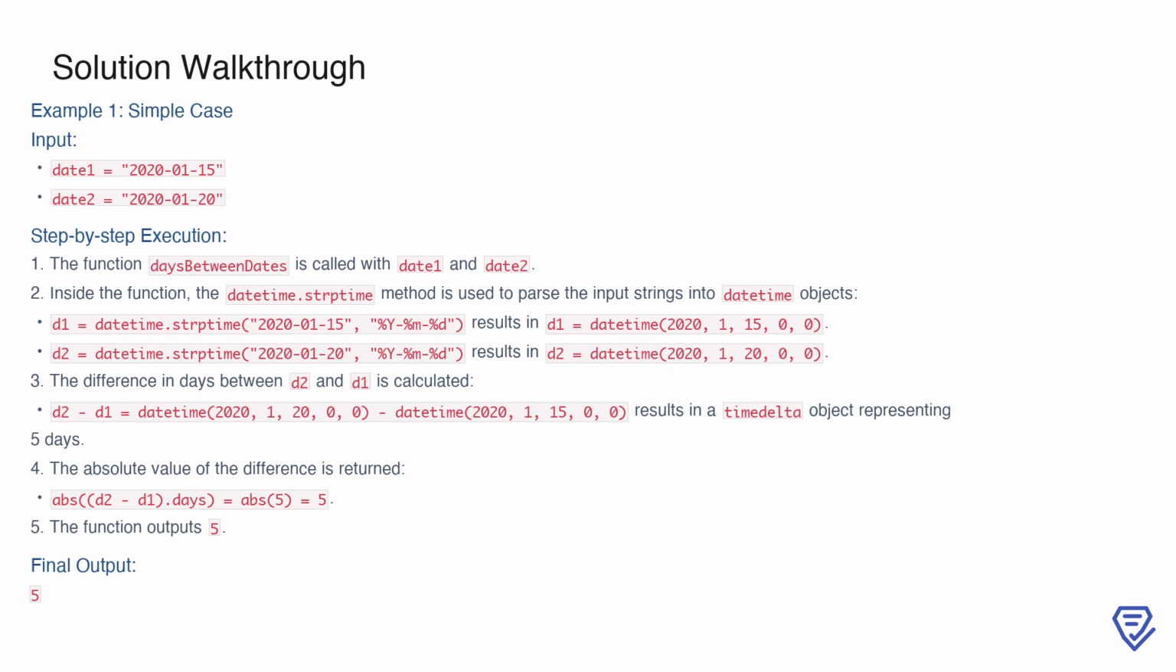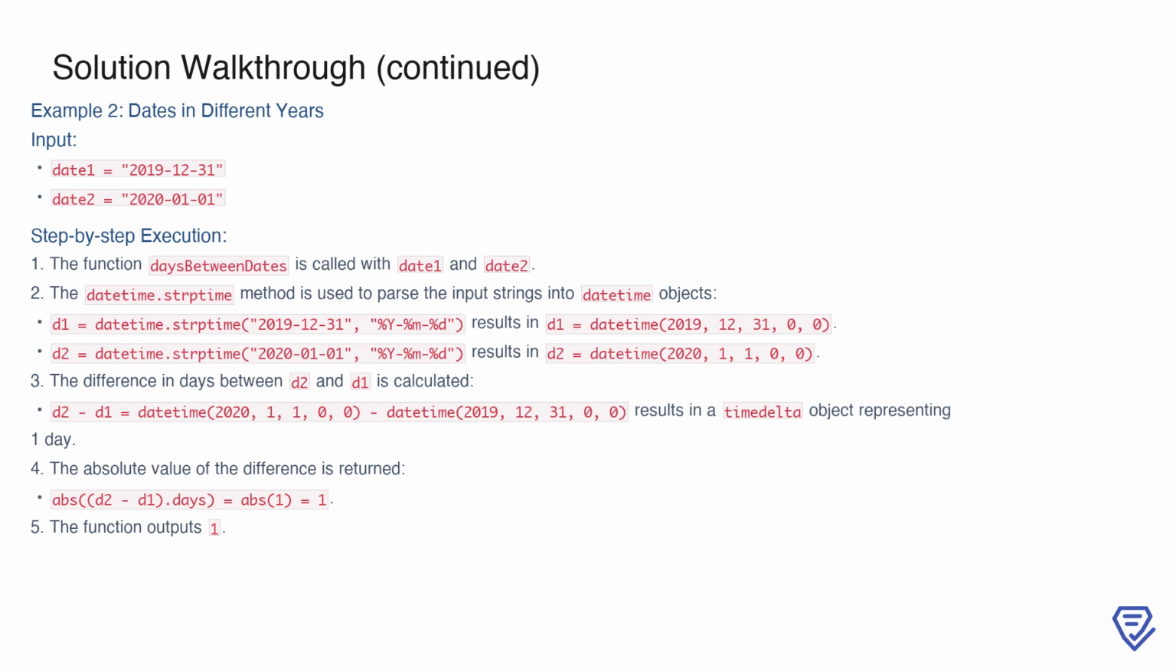Once we have these datetime objects, we calculate the difference in days by subtracting D1 from D2. This subtraction gives us a timedelta object that represents 5 days. Since the difference is already positive, we take the absolute value, which remains 5. Finally, the function returns this value, and the output is 5, meaning there are 5 days between the two dates.